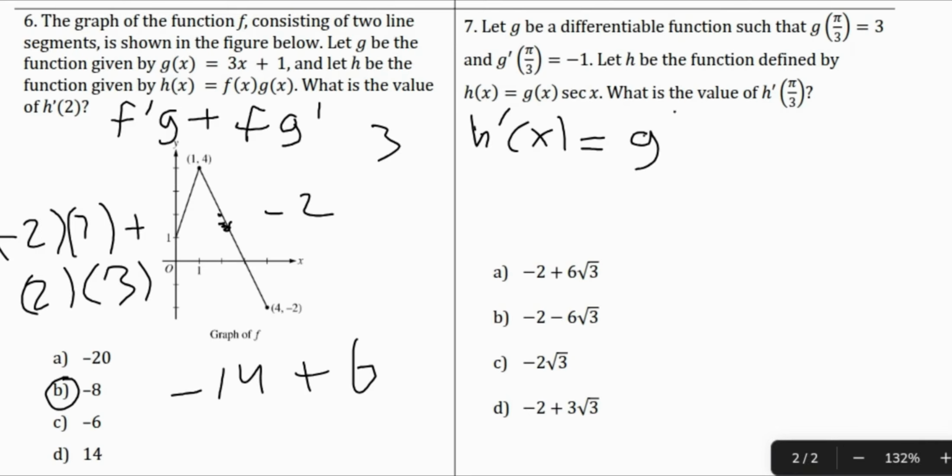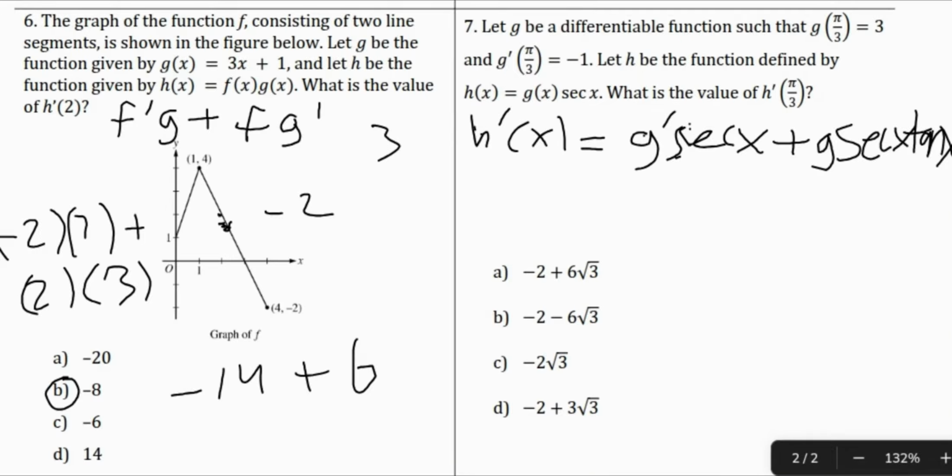g prime times secant x plus g times, and the derivative of secant x is secant x tan x. These are some of the derivatives that you have to memorize, so remember, if you didn't know that, then you should know that by now.